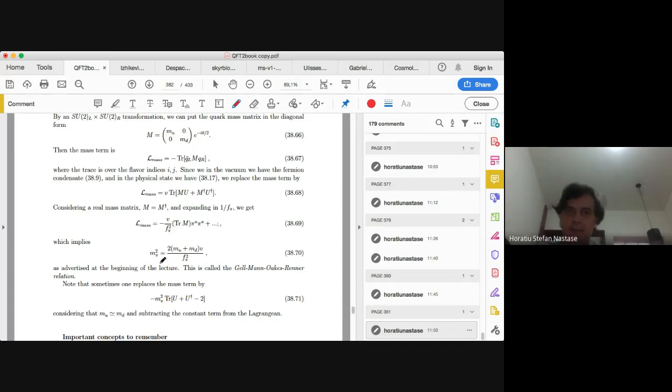And then this is the mass term. So this coefficient equals m_pi squared over 2. So then m_pi squared is 2 times the trace, which is m_u plus m_d, times V over f_pi squared. This is the relation between the pion mass and the mass of the up and down quarks that we advertised at the beginning of the lecture, which is known as the Gell-Mann-Oakes-Renner relation.